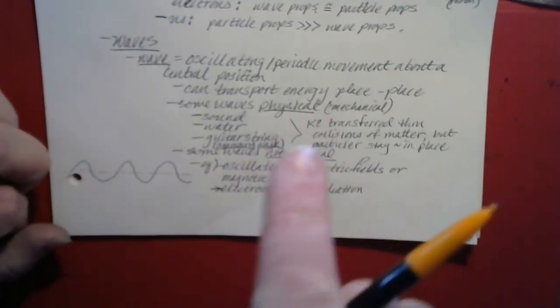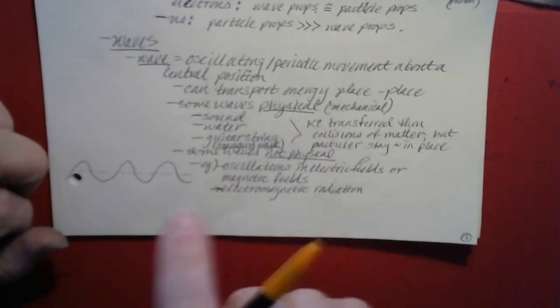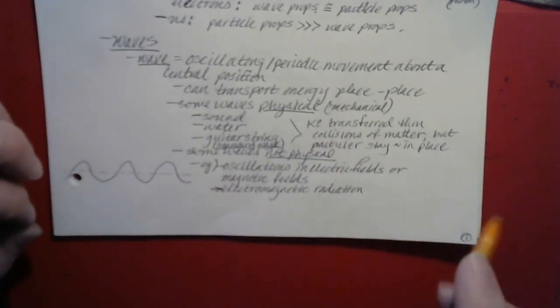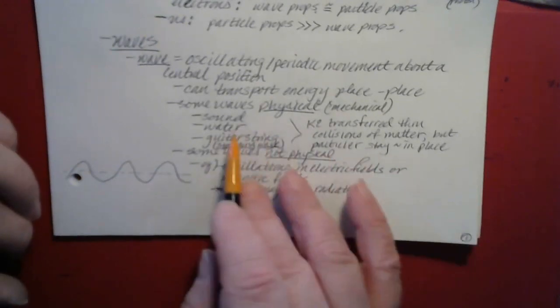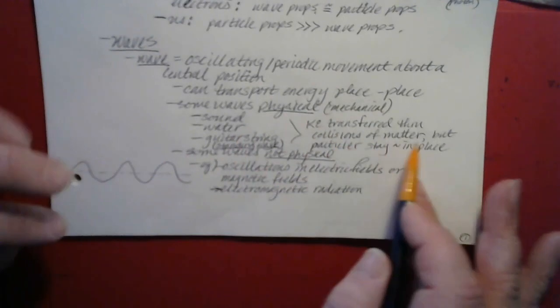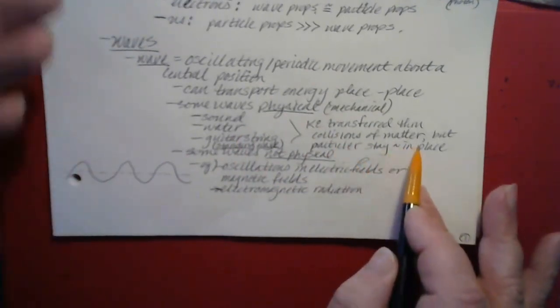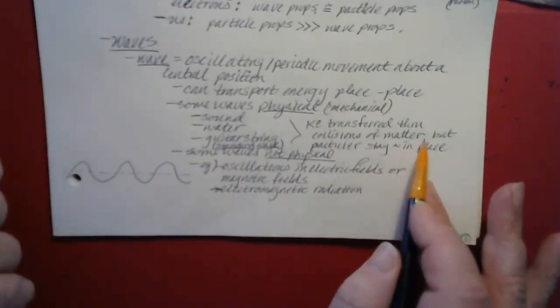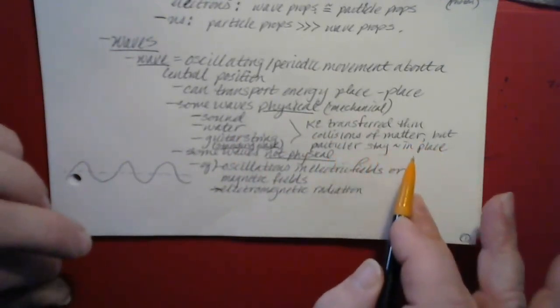But the string does oscillate back and forth around a middling position. So it is a wave. And with this kind of wave, you basically transfer kinetic energy from one place to another through collisions of matter. But the particles basically stay in place.